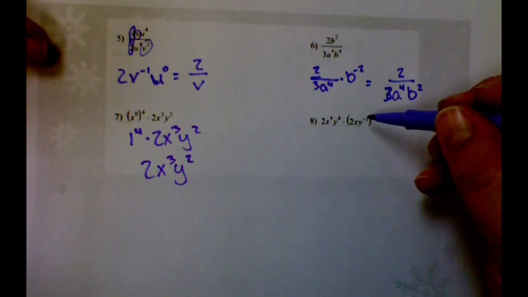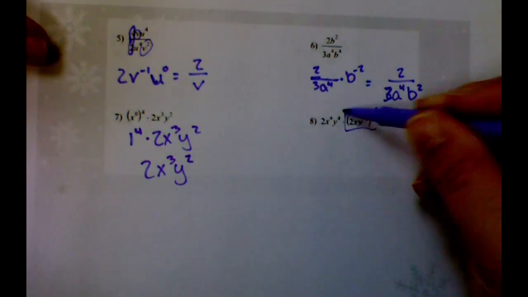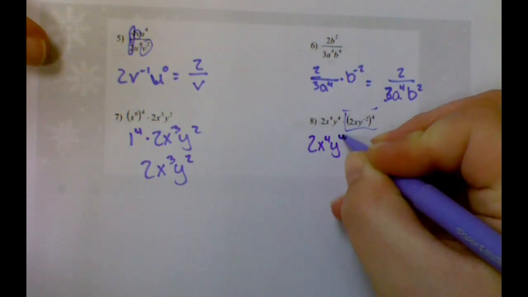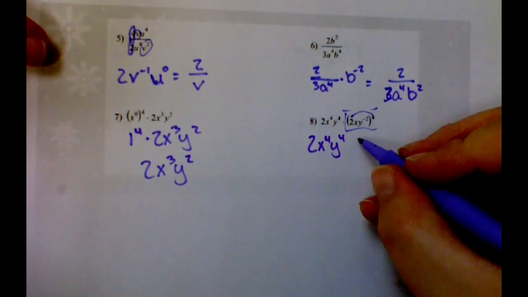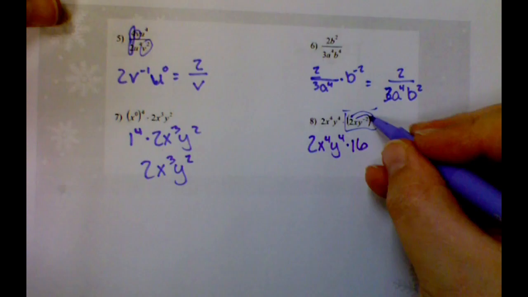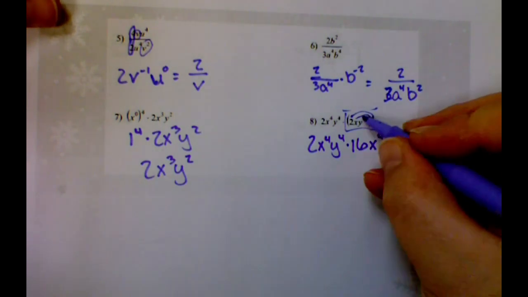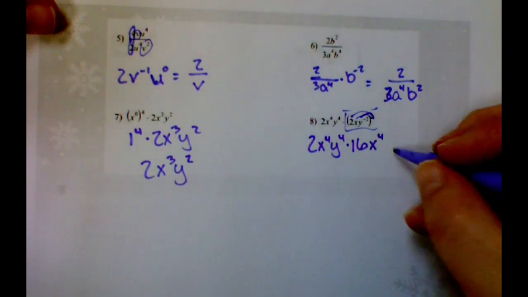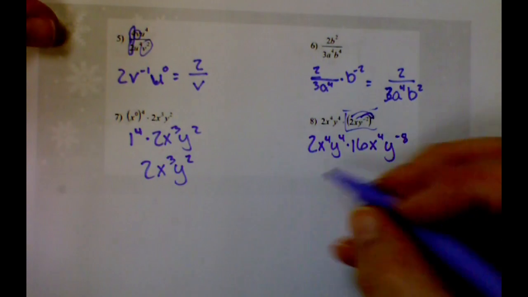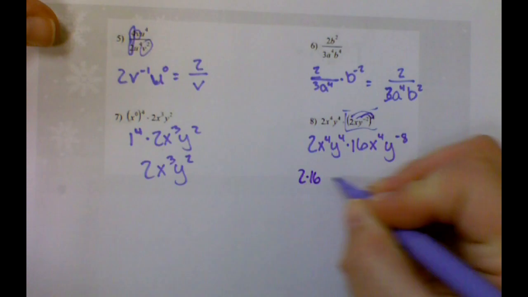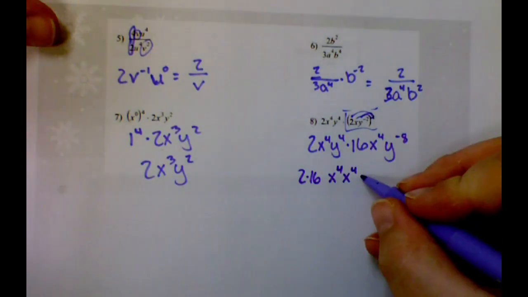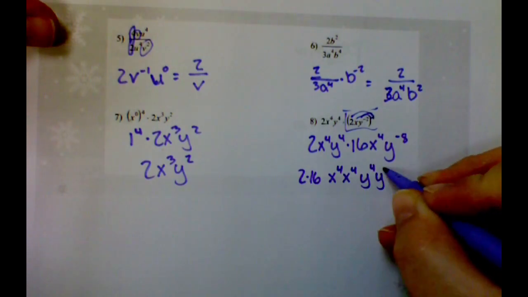All right, for my next one, I would start by distributing that 4th power. So my 2x to the 4th, y to the 4th is going to hang out. And I get 2 to the 4th power, which is 16. X to the 4th power. And then my y is a power to a power, so it becomes y to the negative 8th power. Now I'm multiplying, so I'm going to take 2 times 16. I'm going to take my x to the 4th times x to the 4th. And I'm going to take my y to the 4th times y to the negative 8th.